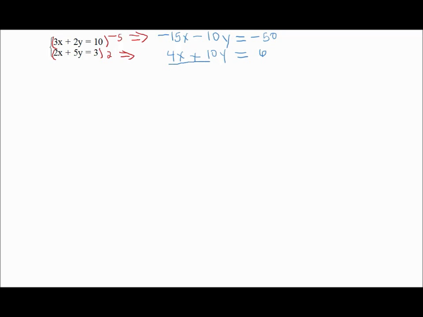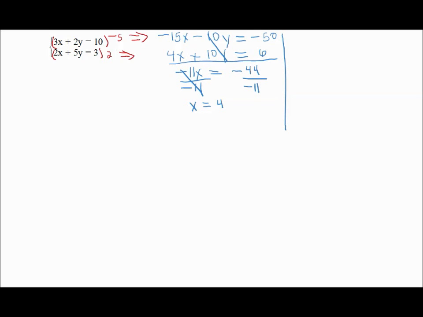Okay, so now I'm ready to solve the equation. Negative 15x plus 4x will give me a negative 11x. The y's cancel out. Bring down my equal sign. And negative 50 plus 6 gives me a negative 44. I'll divide both sides by negative 11. My negative 11's cancel out, leaving me with x is equal to negative 44 divided by negative 11 gives me a positive 4.